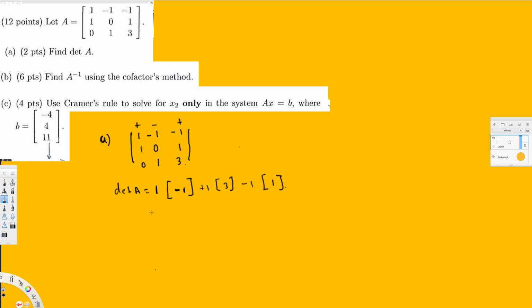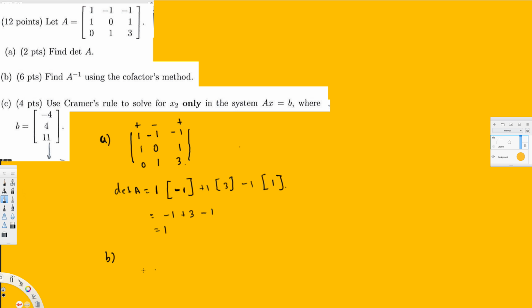So if I calculate this, it comes out to be minus 1 plus 3 minus 1. Therefore, this is equal to 1. So the determinant of A is equal to 1. That's the answer for the first question. And for the second question, they are asking to find A inverse using the cofactor method.